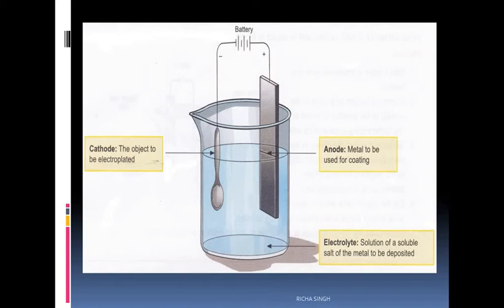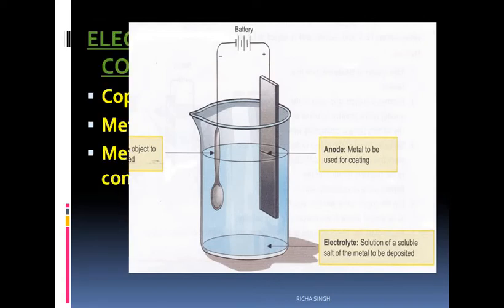And I have to take an electrolyte, the solution of a soluble salt of the metal to be deposited. If I want to deposit copper, then I will take an electrolyte which has copper in it. If I want a coating of silver, then I have to use an electrolyte containing silver. So this is the basic setup for the process of electroplating.